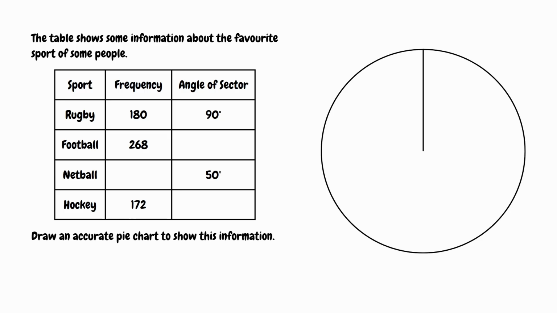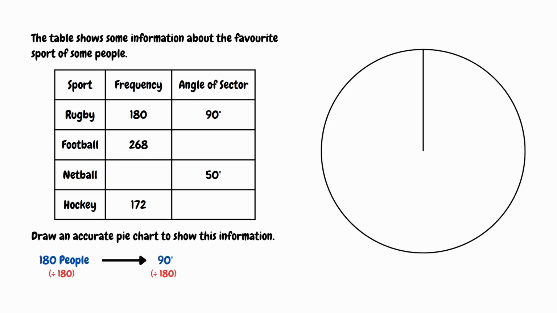We can see for the first sport of rugby that 180 people chose this sport, and in the pie chart, the angle for rugby will be 90 degrees. So we've made a connection. We can see that 180 people will be represented by 90 degrees. So now that we've made that connection, we can find out how many degrees each person represents. So to do that, we need to divide both sides by 180.